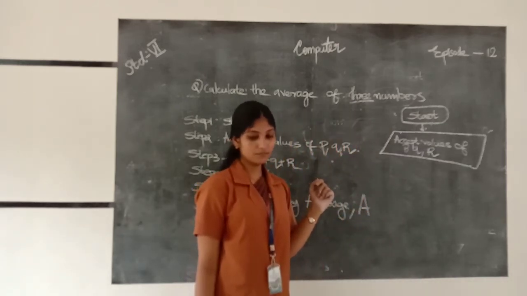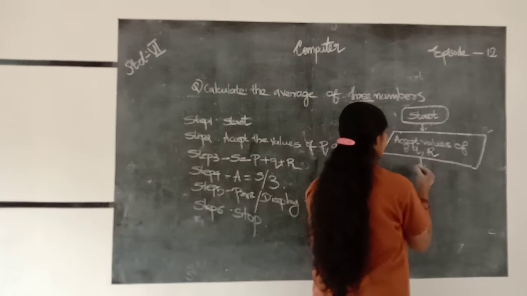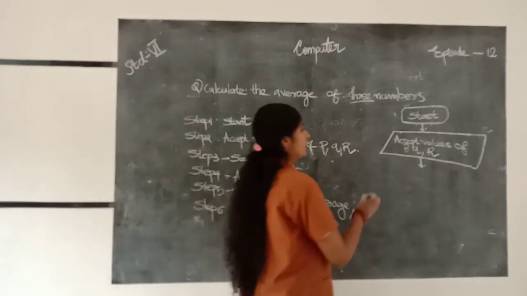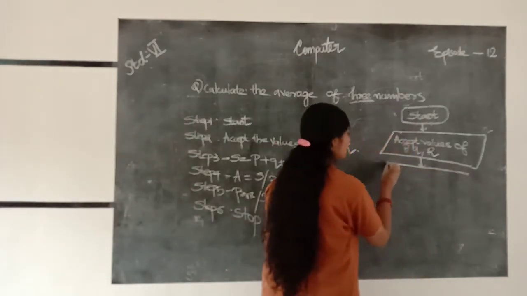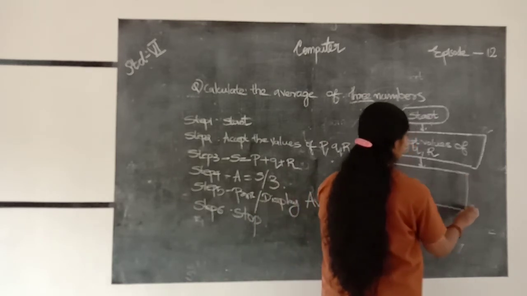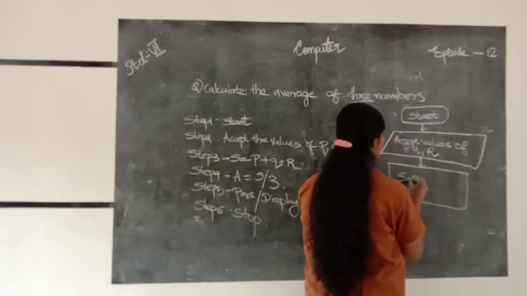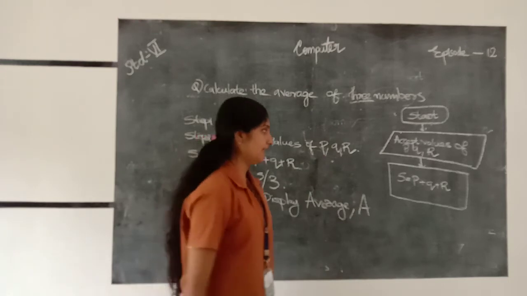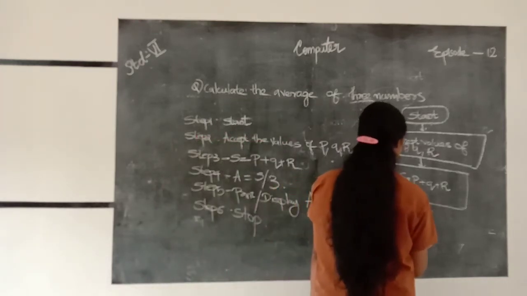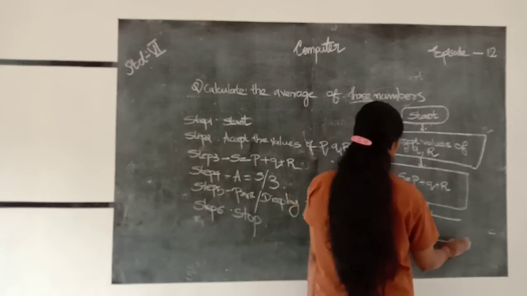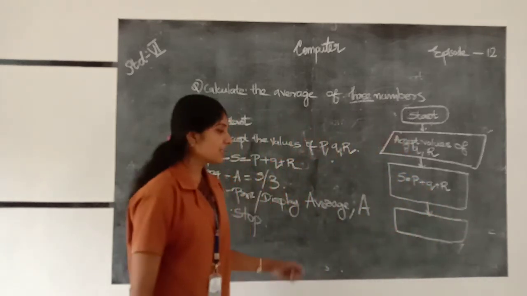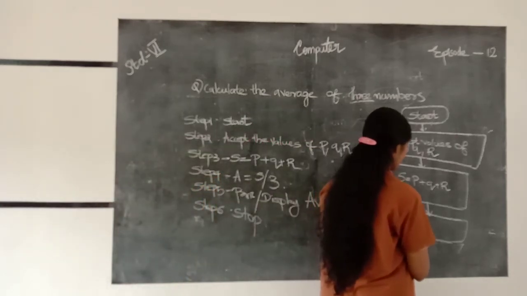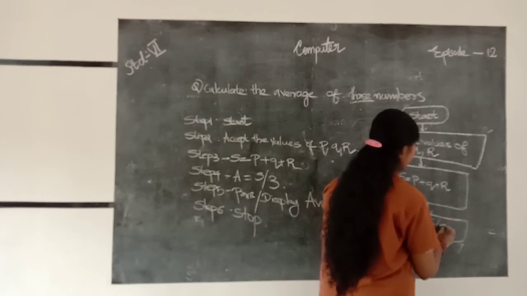Then next step, third step is finding the sum of 3 numbers. So it is the processing step, so that we should write in a processing box. S is equal to P plus Q plus R. Then next step, it is also another processing step. That means we have to calculate the average by finding the sum. So we already found the sum. So next step, calculate the average. So A is equal to S by 3.